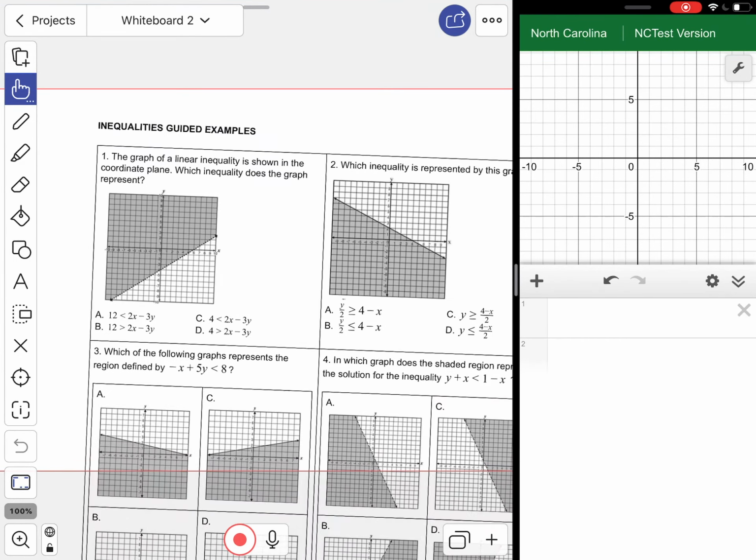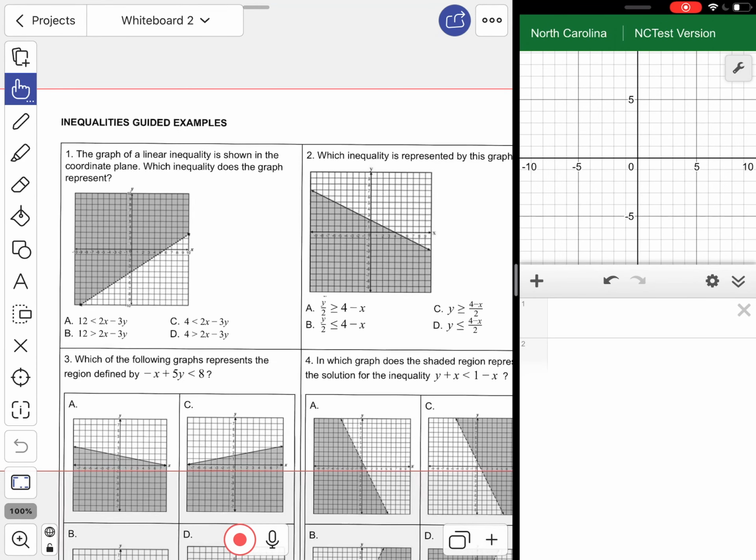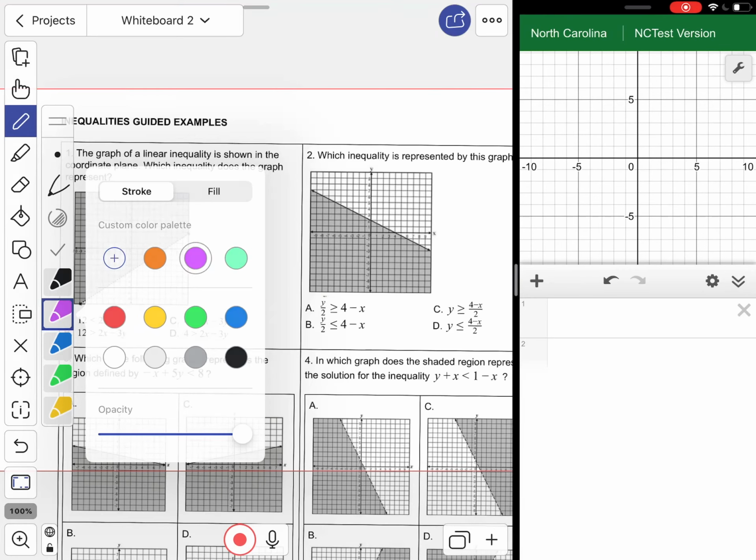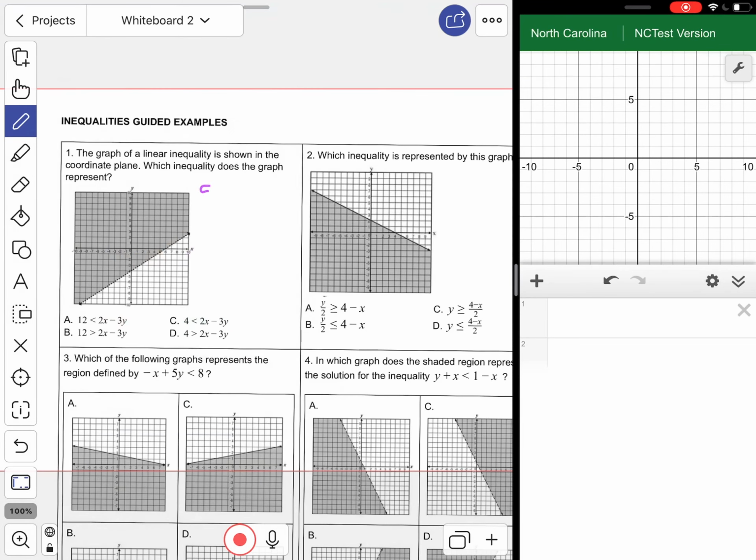So if we're looking at number one, it says the graph of the inequality shows the coordinate plane. Which inequality does this represent? A couple of things I noticed right off the get-go: it is shaded above, so we're definitely going to look for that when we see it on the graph. And the other thing I see is it has a dashed line. Now remember, in order to be a dashed line, it doesn't have an equal to, so no equal to, okay?